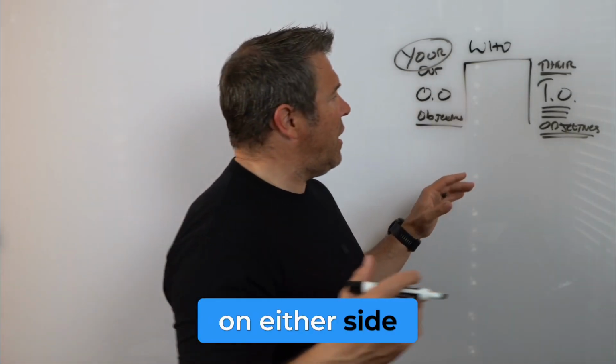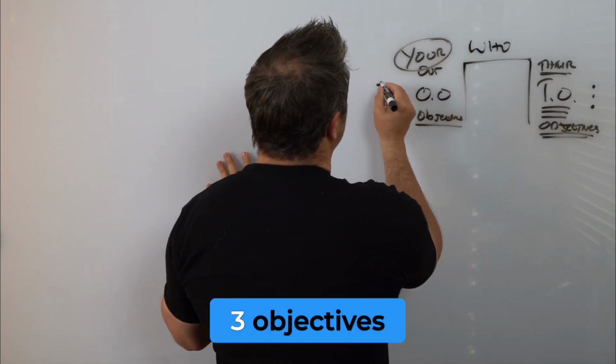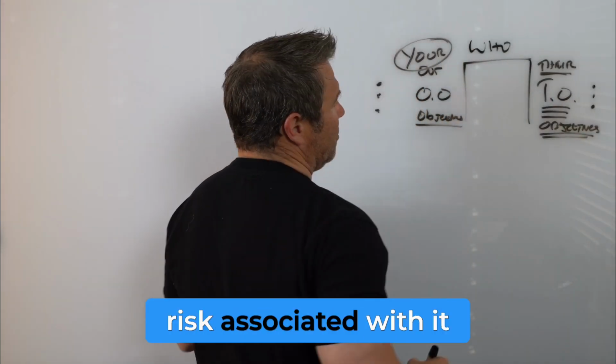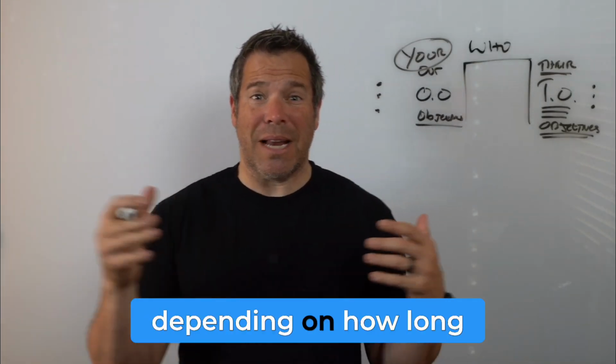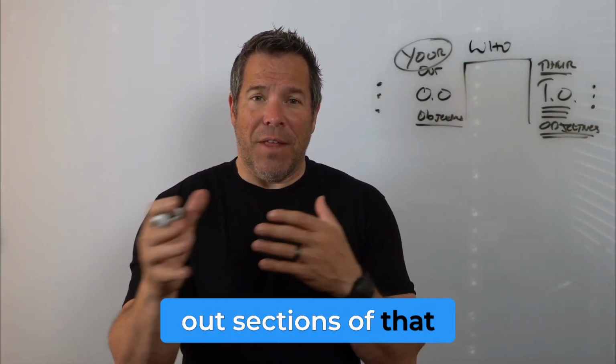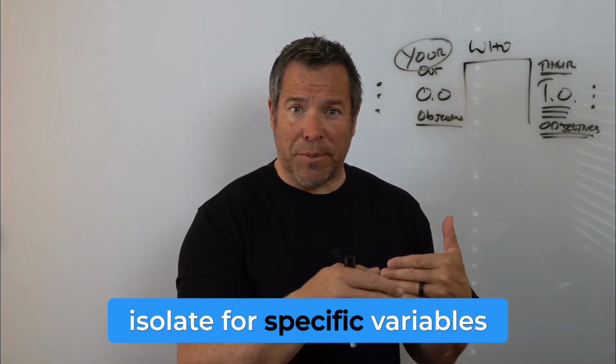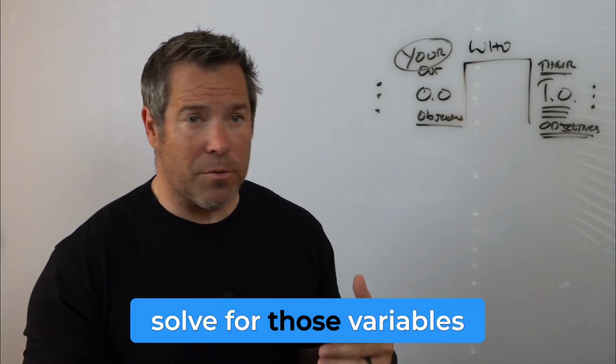On either side, I don't want there to be more than 3 objectives. If there's more than 3 objectives, there's going to be a high level of risk associated with it. We might be trying to do too much, depending on how long the meeting is. If it's a large event, then I would break out sections of that event into smaller meetings. Again, deconstruct, isolate for specific variables, go out there and solve for those variables.